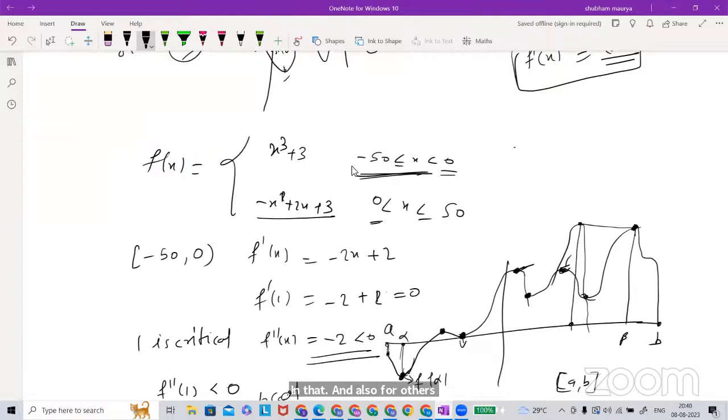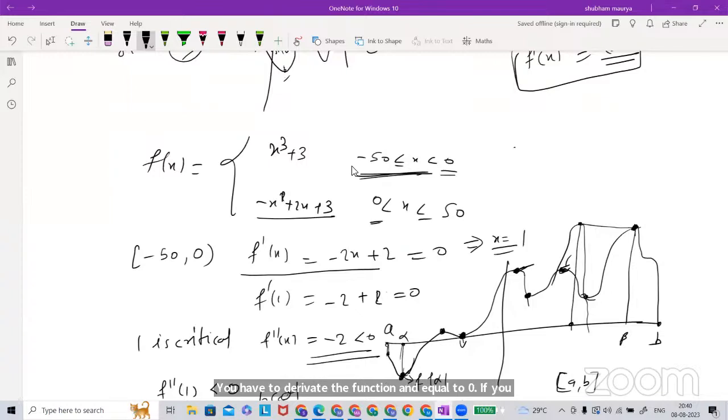So what is the process to find the critical points? You have to differentiate the function and equate to 0. Here, if you equate to 0, you will get x equal to 1. So only one critical point in this interval, which is 1, and 1 is a local maxima. Now we have to check 50 also.